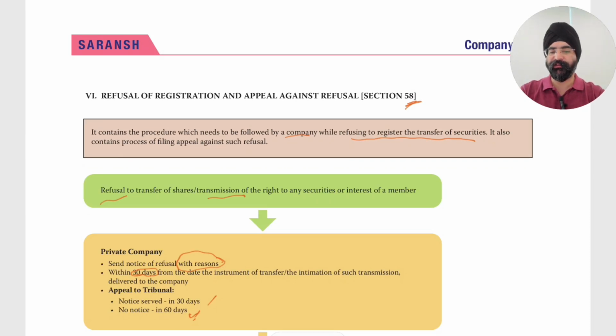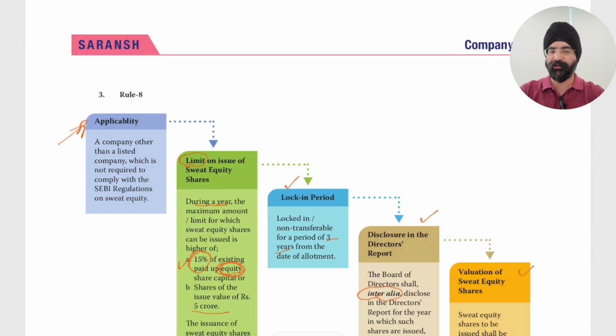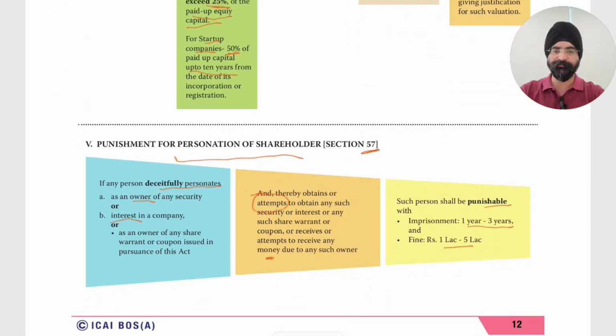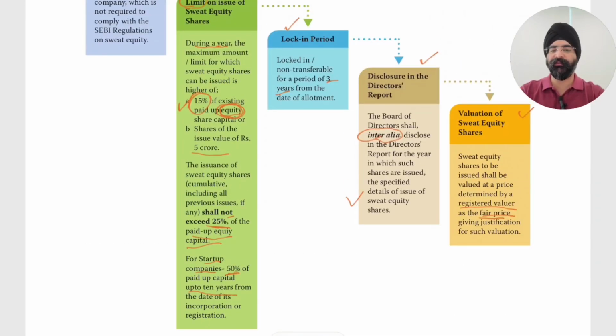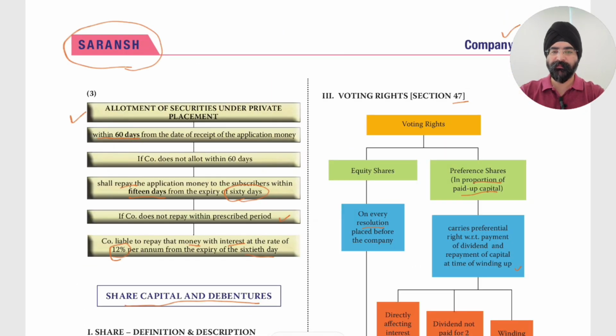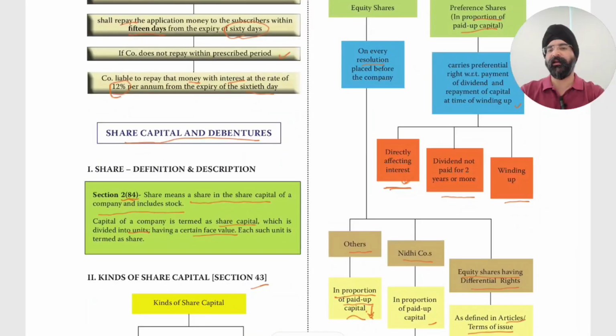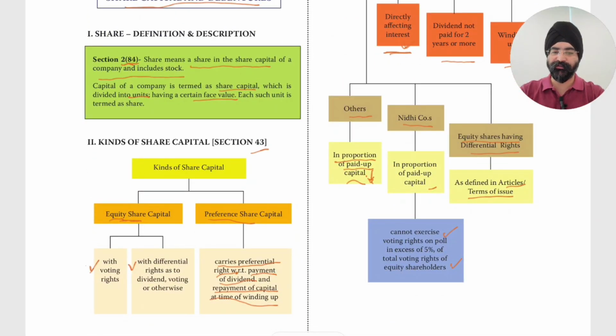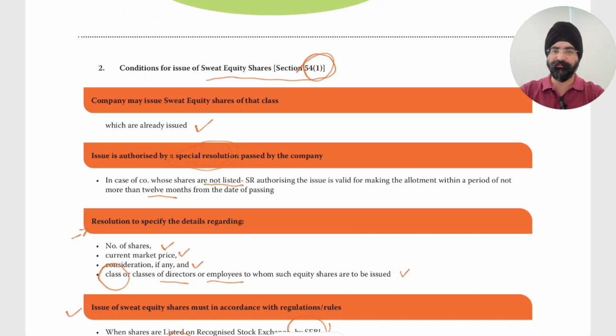If a company refuses, then what happens? So we have covered this. We have covered sweat equity shares. We have covered personation of shareholder, and we have covered shares definition and voting power.